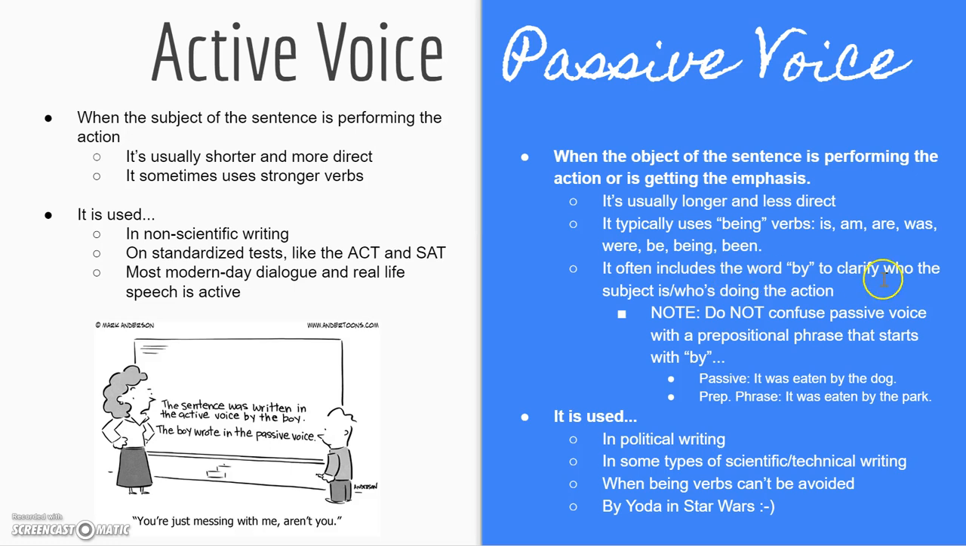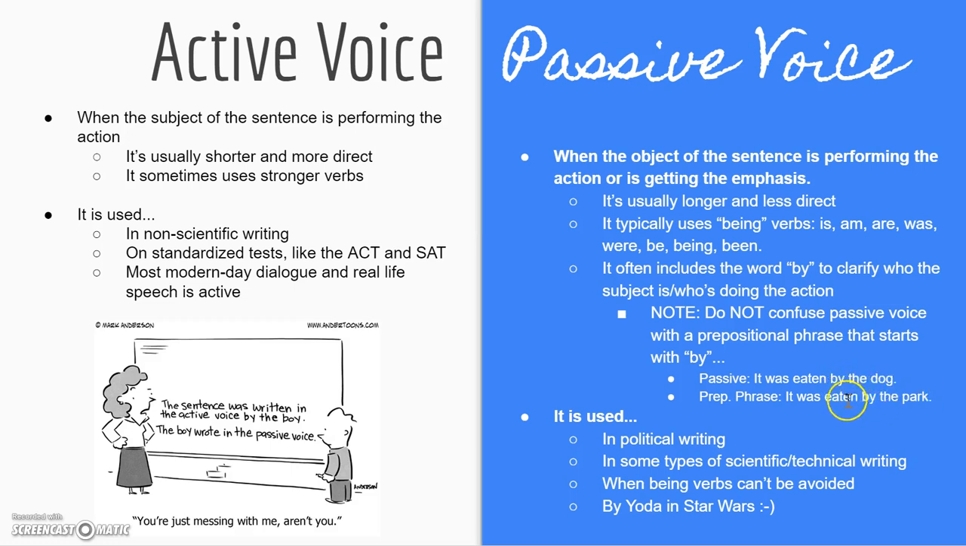Sometimes "by" clarifies the subject, like in passive voice, and sometimes the word "by" just starts a prepositional phrase. Sometimes it's a location word. Look at this example. Passive voice would be to say, "It was eaten by the dog." So see, the dog is doing the action of eating, and it's just at the end of the sentence. But if I say "it was eaten by the park," the park is just the location where the thing got eaten. The park is not doing the eating. In this case, the word "by" is triggering a prepositional phrase, "by the park," just for location.